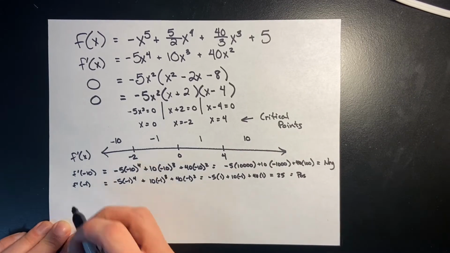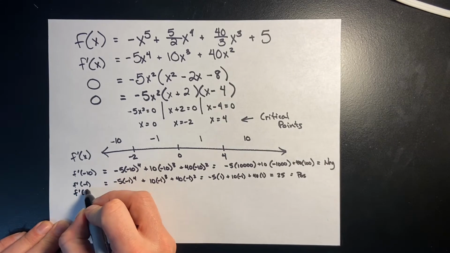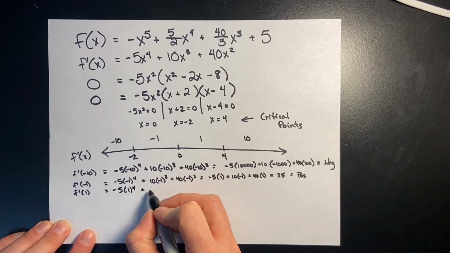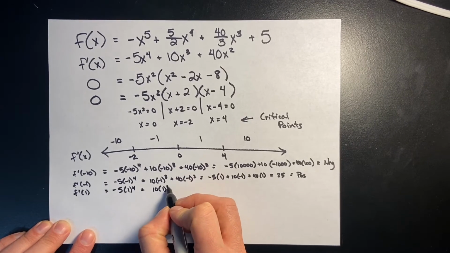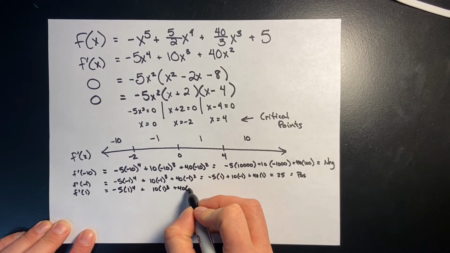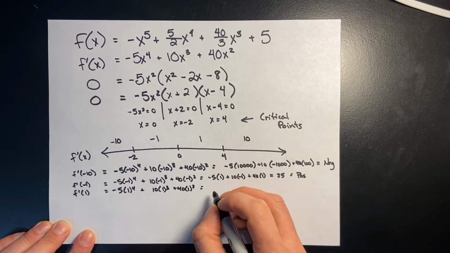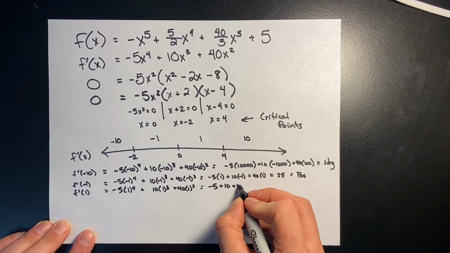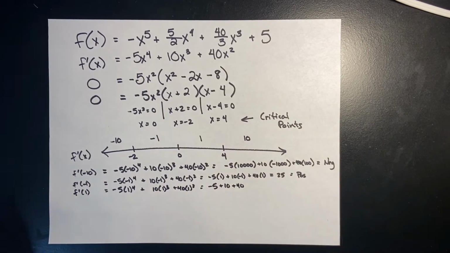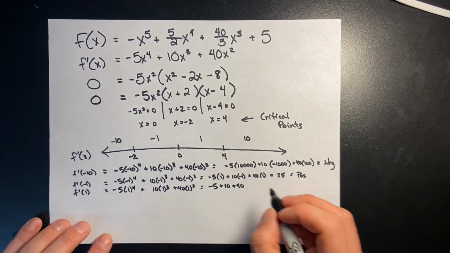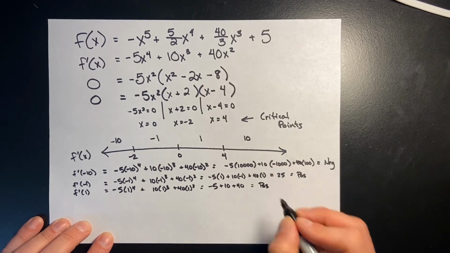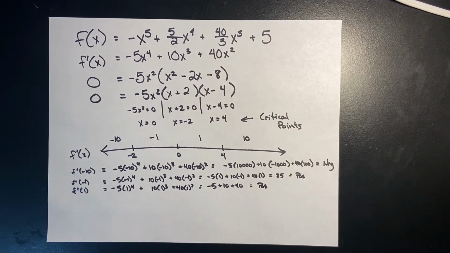Okay? Next number to plug in is regular 1. -5 times regular 1 to the 4th plus 10 times regular 1 to the 3rd plus 40 times regular 1 squared is going to end up giving me -5 plus 10 plus 40. I already know that 1 to the anything power is just going to be 1, so I'm not going to go crazy racking my brain. Oh, look, another positive. You thought it was going to be back and forth, didn't you? Well, it wasn't. Tricked you all.